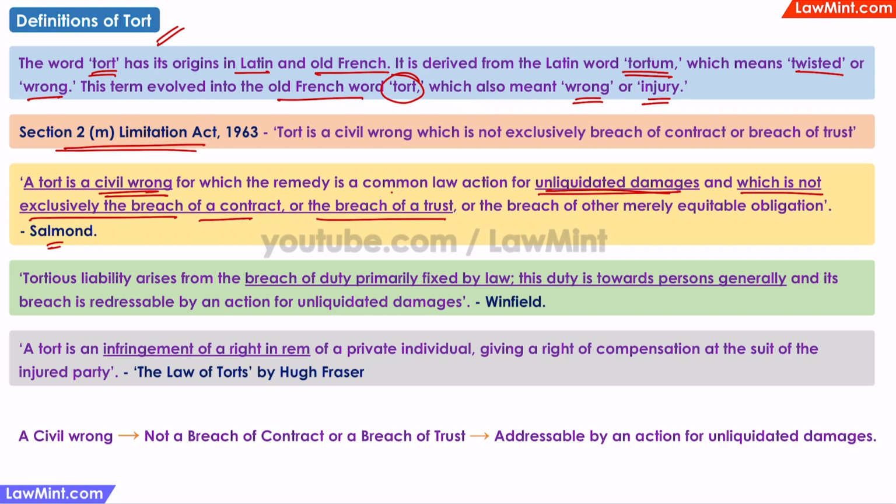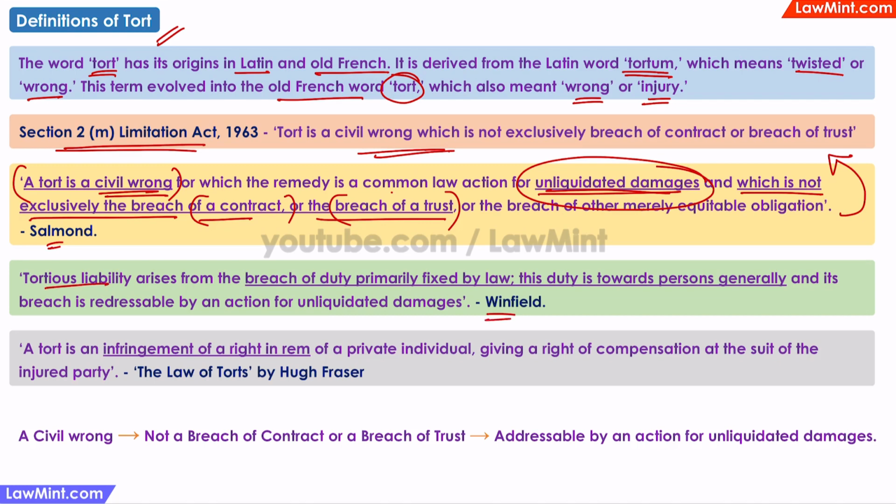This definition is important because this tort is a civil wrong which is not exclusively breach of contract or breach of trust, is the basis of the legal definition of tort under the Limitation Act. This definition is also important because it clarifies that the remedy for a tort is unliquidated damages, and this aspect is usually asked about in various exam MCQs.